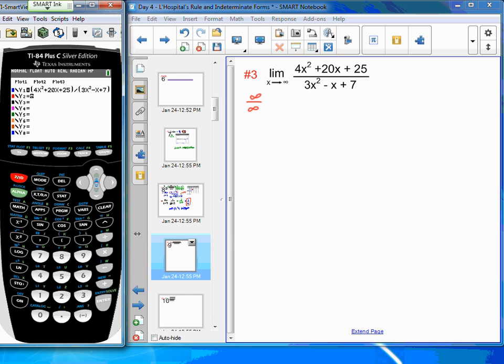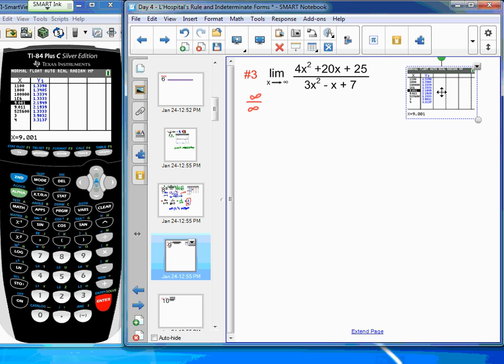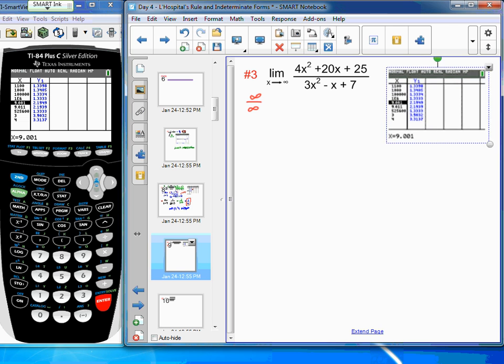Yes? I think I'm going to go right to my table then, because my window of negative 10 and 10 is not going to work. I want to choose values like 100, 1,000. So as I'm choosing larger and larger x values, letting x increase without bound, what's happening to my y values? It looks like they're getting closer and closer to 1.333, yes? Yes! Okay, so what are we guessing? Yeah, so 1.333, so like 4/3.